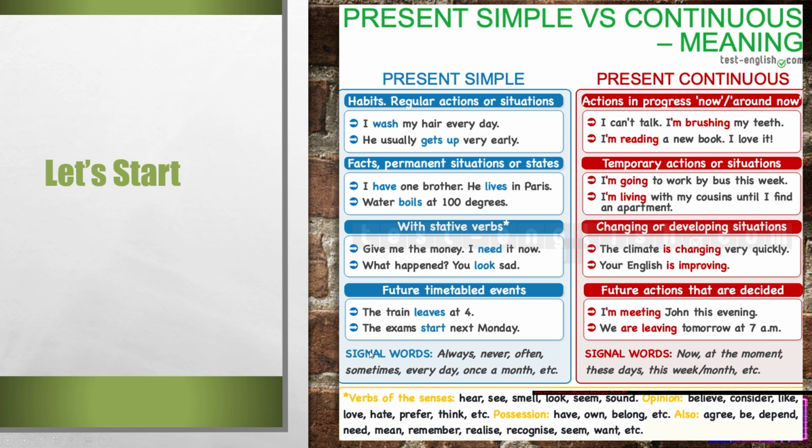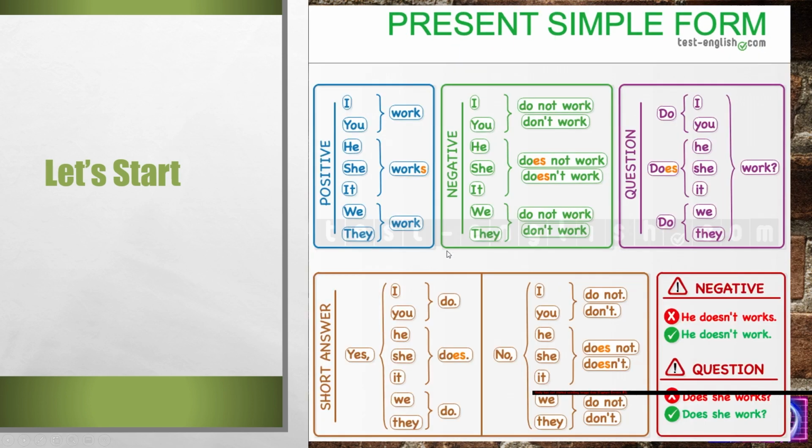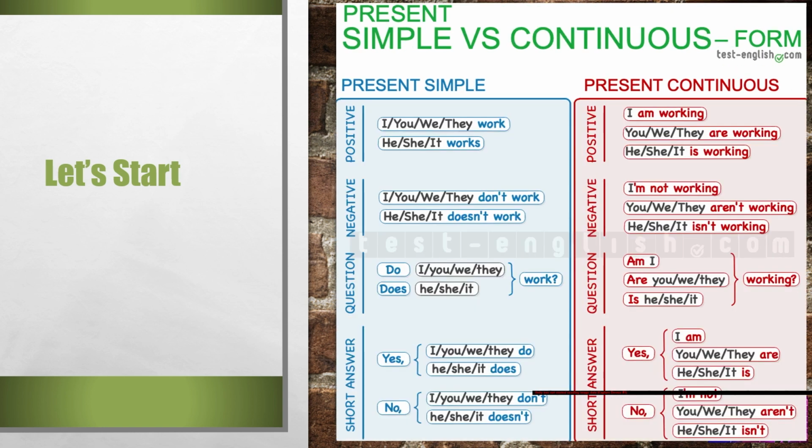So you can also look at the signal words for present simple. These are the words that show that the sentences are in present simple. These are the signal words for present continuous. Okay, you may also read this down below. Okay, this is basically the same thing, only that they are in a different form. So just now, from here to here.